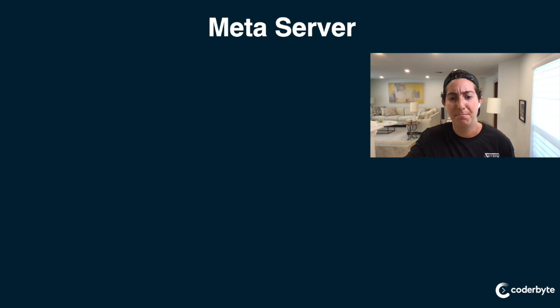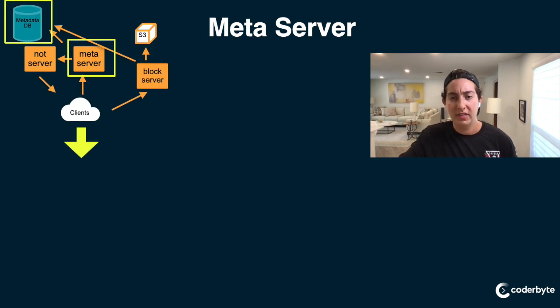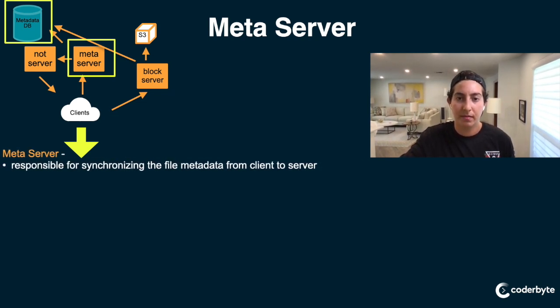Let's talk about this meta server. So this is the meta server that's in the cloud. This is the thing that is, again, taking all of the meta information and storing all of the details about the files. So this is the meta server. It's responsible for synchronizing the file metadata from client to server. So this is the thing that the synchronizer is talking to.